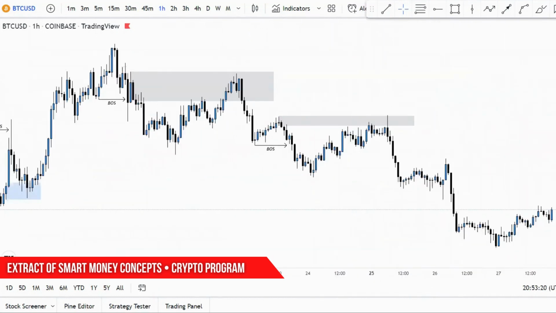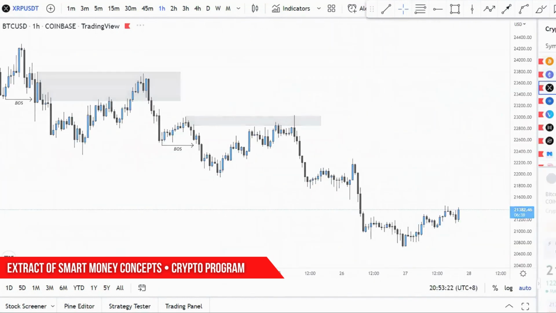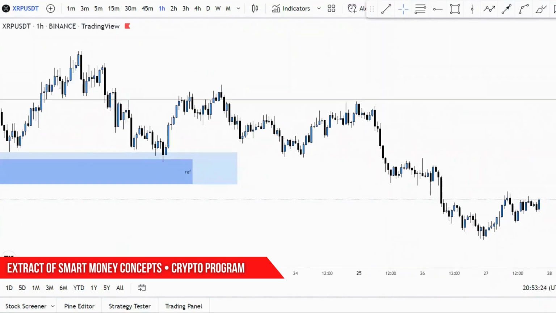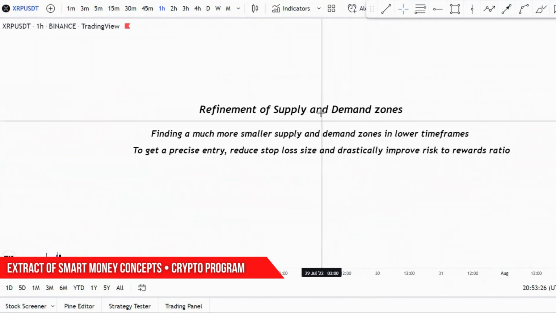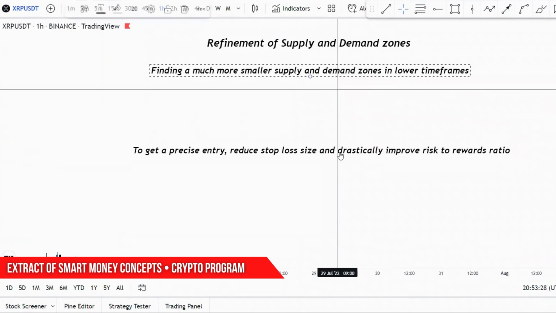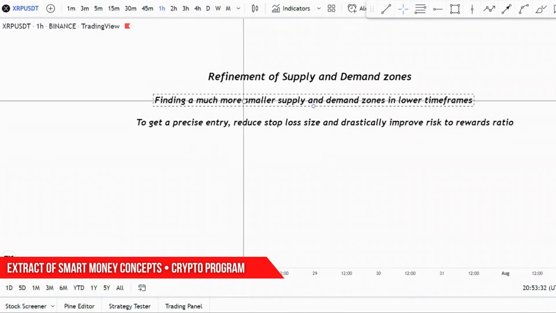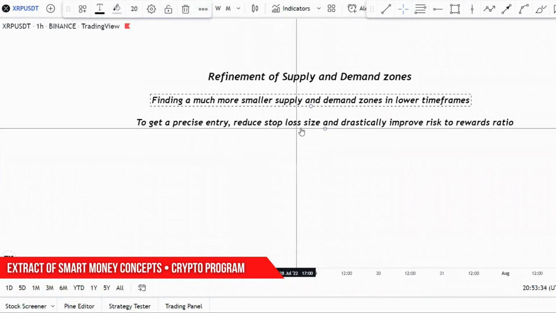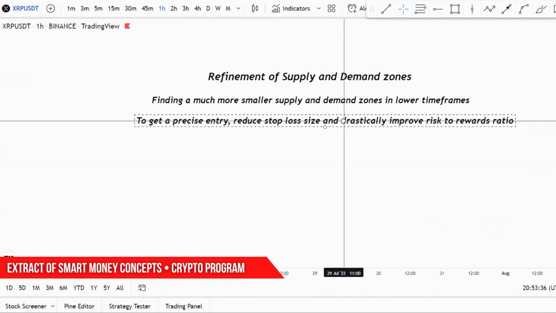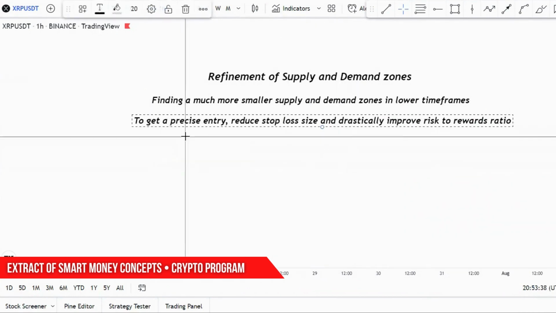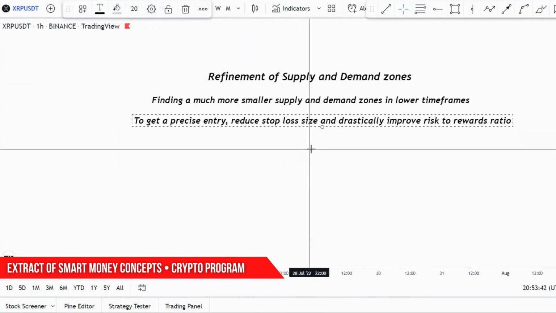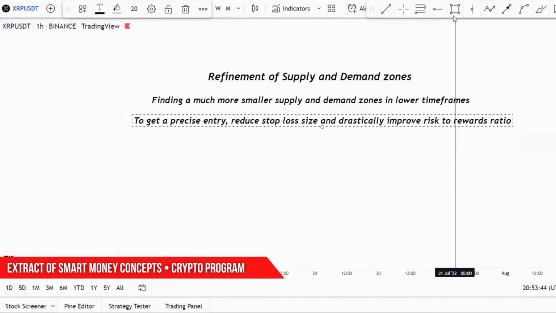Now, let's talk about refining a supply zone. So, what does refining a supply zone mean? Basically, refining a supply zone means finding much smaller supply and demand zones in a lower time frame. So, why do we do that? Basically, we do that to get a precise entry, to reduce our stop loss size, and to drastically improve our risk reward ratio.